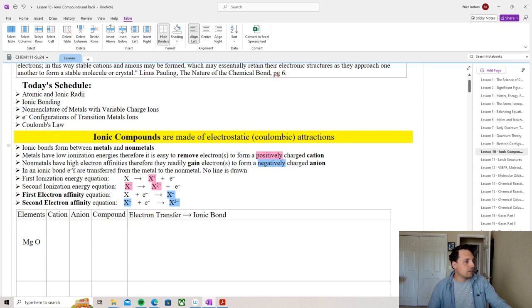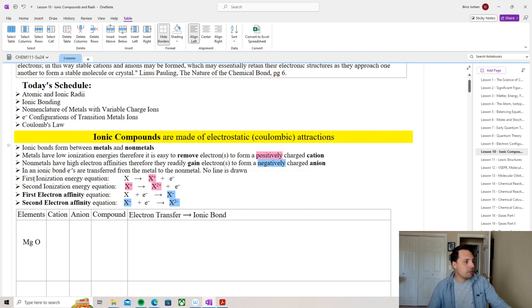In an ionic bond, electrons are transferred from the metal to the nonmetal. We don't draw a line between the symbols when we write an ionic compound because those are reserved for covalent compounds where there's a sharing of electrons.